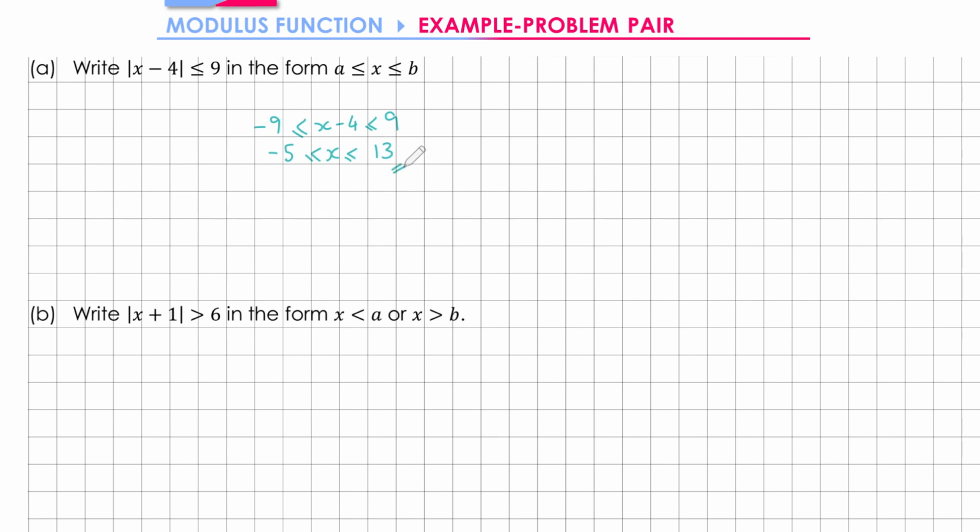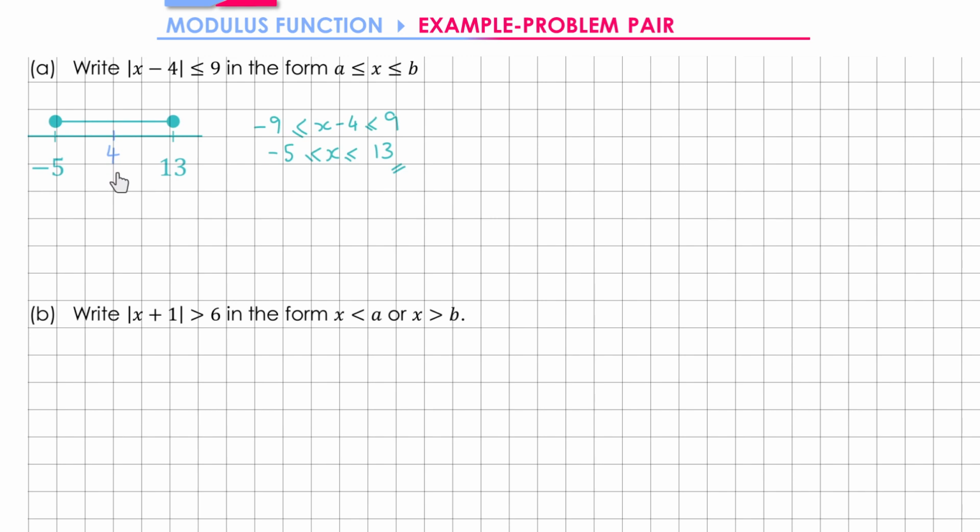That's the answer to the problem, but I'd like to go a bit further with this example so that we can see something else you might not previously have thought of. First of all, I'm going to express my solution on a number line. So x can take any value between minus 5 and 13. And right in the middle would be 4.